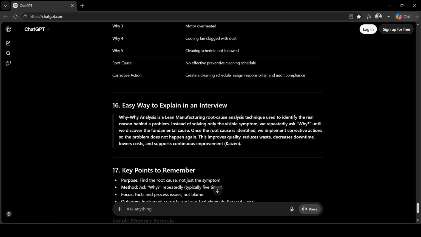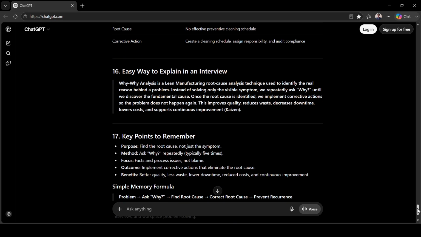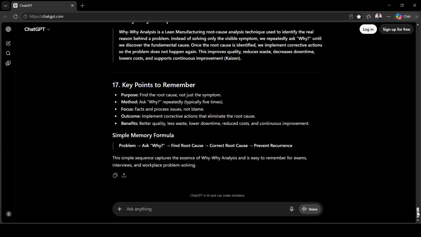Then key points to remember. Purpose: find the root cause, not just the symptom. Method: ask why repeatedly, 5 times. Focus: facts and process issues, not blaming others. Outcome: implement corrective action that eliminates the root cause. Benefits: better quality, less waste, lower downtime, reduced cost, and continuous improvement. Then a simple formula for the problem: ask why, find root cause, correct root cause, and prevent recurrence.